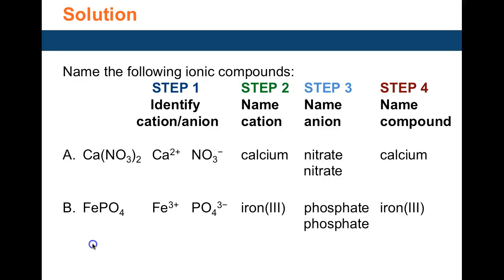Okay, continuing with chapter 6 and section 6.4. How do you name these following ionic compounds? This is calcium. NO3 is nitrate. So it's calcium nitrate. Iron, Fe is iron. The charge on iron is +3 because the phosphate is 3 negative. So iron(III) phosphate.